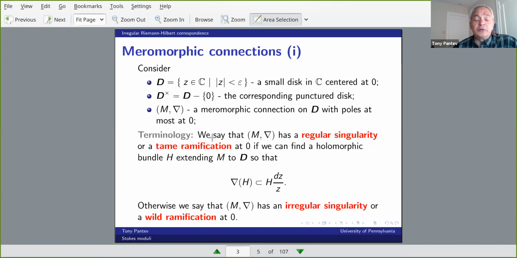And so the standard terminology that I'll be using is we're going to say that the connection has a regular singularity or a tame ramification at 0 if we can find a holomorphic extension to the whole disk so that the connection has a logarithmic pole, a first order pole. And otherwise, we'll say that it has an irregular singularity or a wild ramification at 0.